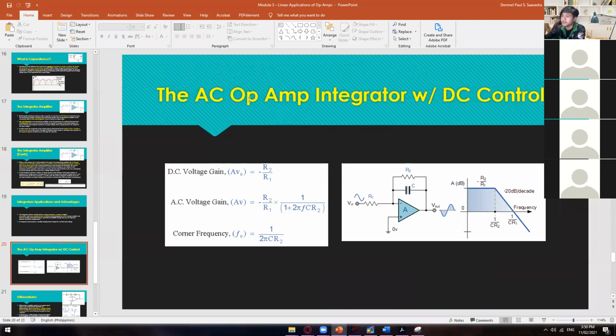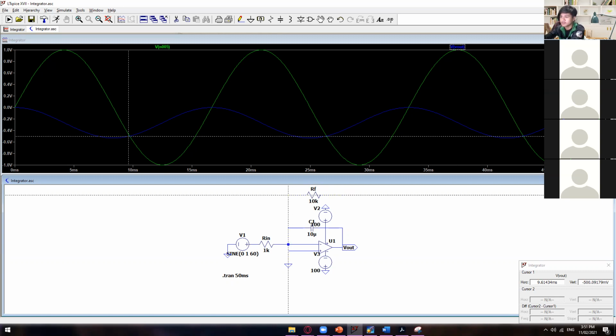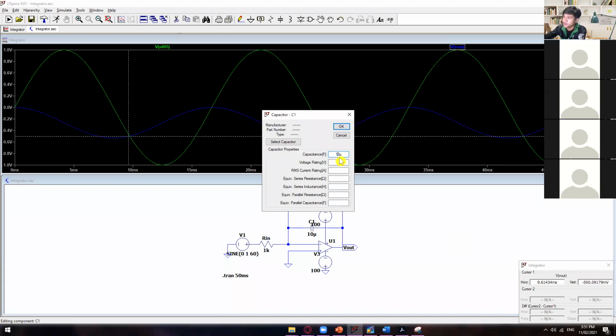Okay. We have here a circuit called the AC Op Amp Integrator with DC control. So all we need to do is just add this one. This resistance on the top of the capacitance. So let me just connect this one again. And then let me just bring back the value of the capacitor to 0.01.